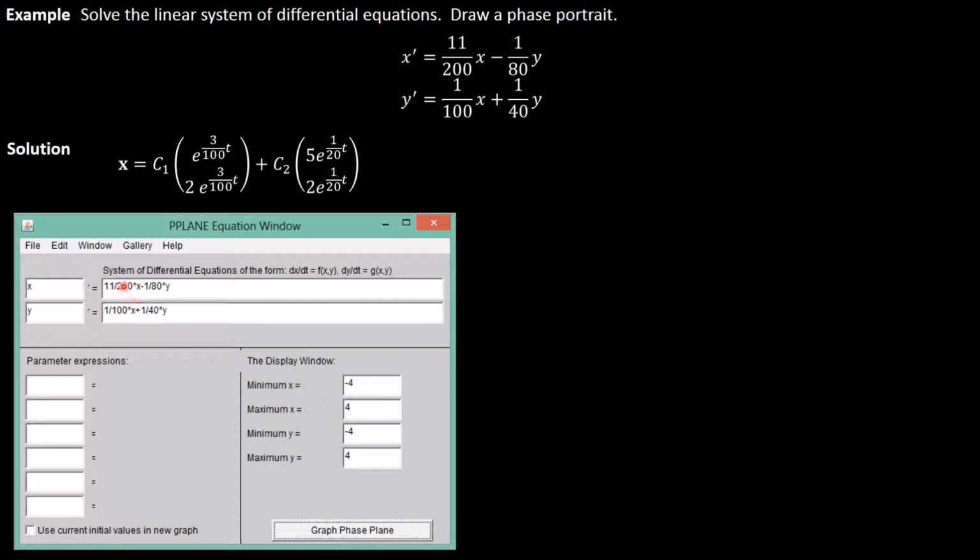So this is the stuff I typed. All you do for PPlane is type in the original differential equation here. So just x prime equals what x prime equals, y prime equals what y prime equals, and you choose your window, and you don't have to worry about these parameter expressions, but they can be helpful in other contexts.